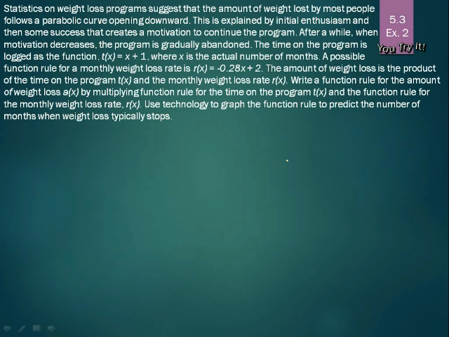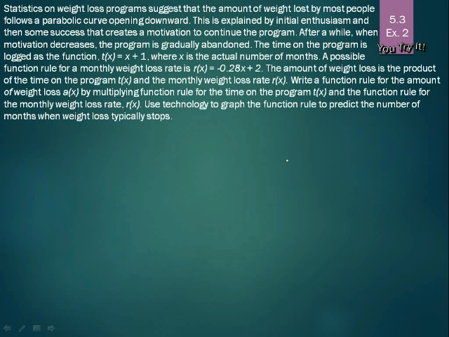The time on the program is logged as the function t of x equals x plus 1, where x is the actual number of months. A possible function rule for a monthly weight loss rate is r of x equals negative 2800 x plus 2. The amount of weight loss is the product of the time on the program t of x and the monthly weight loss rate r of x.